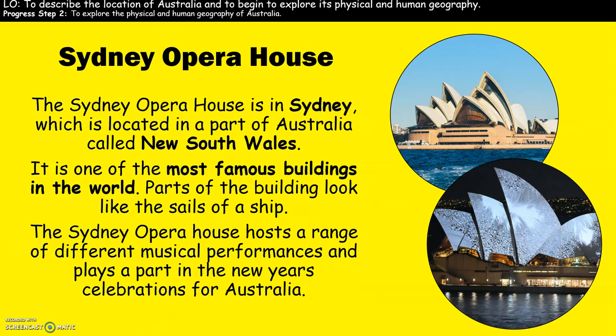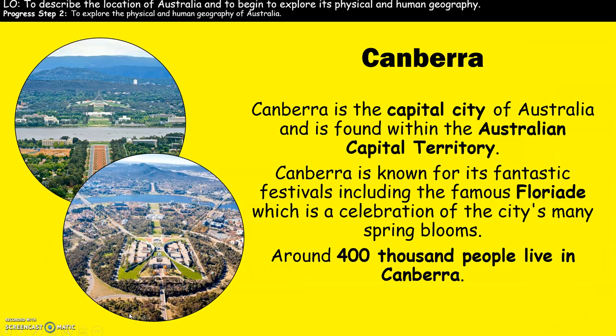Next up is the Sydney Opera House. The Sydney Opera House is in Sydney, obviously, which is located in a part of Australia called New South Wales. It's one of the most famous buildings in the world, and parts of the building look like sails of a ship. The Sydney Opera House hosts a range of different musical performances and plays a part in the New Year's celebrations for Australia. Next one, we've got Canberra.